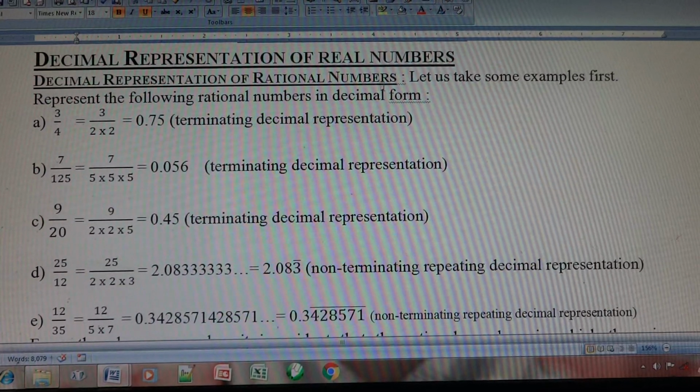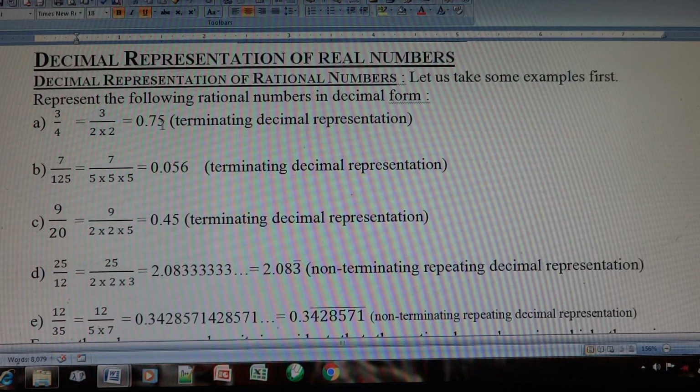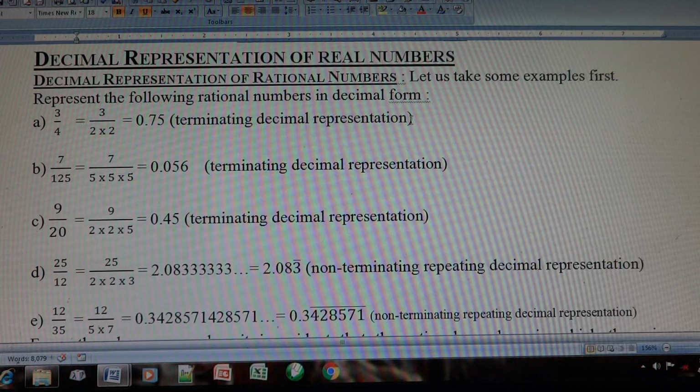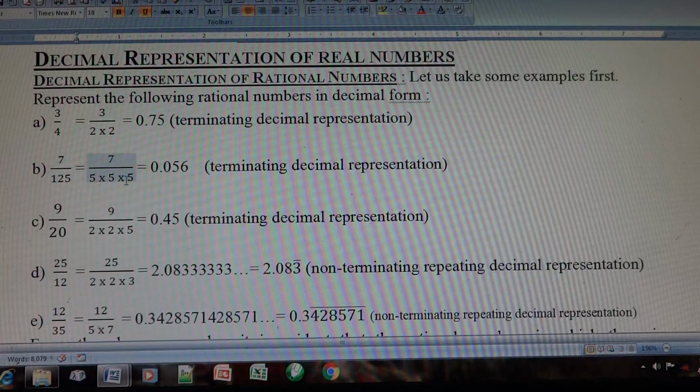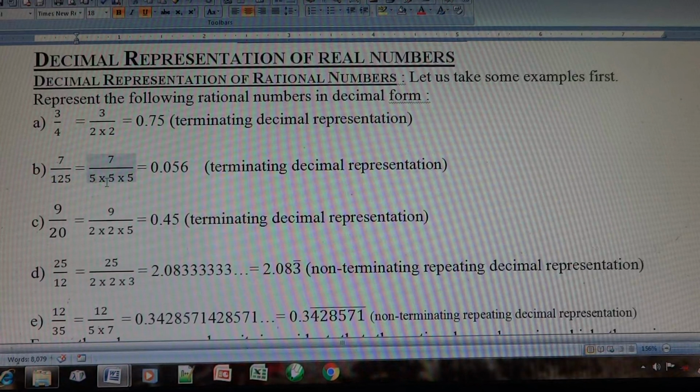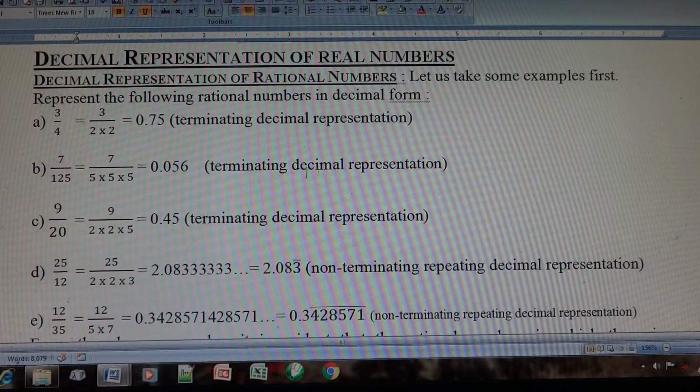Decimal representation of rational numbers. Let us take some examples first. First one is 3 by 4. It is 3 by 2 square. The denominator contains only 2. It is a terminating decimal representation. 7 by 125 can be written as 7 by 5 to the power 3. That means the denominator contains only 5. It is again going to be a terminating decimal.